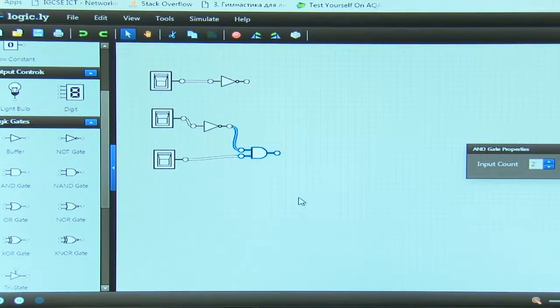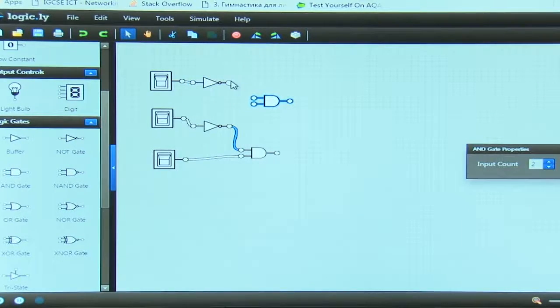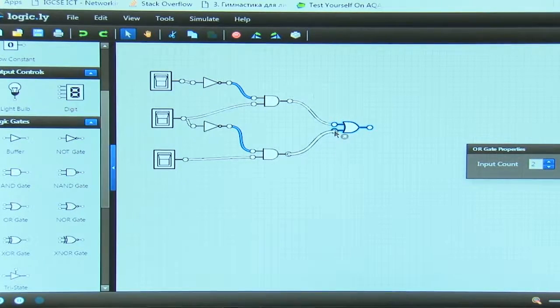Next, node T and S. Here is node T, this is S. We should again use an AND gate. Between the AND gates, we use an OR gate. I take the OR gate from logic gates and combine the two logic inputs. Now I have an output.